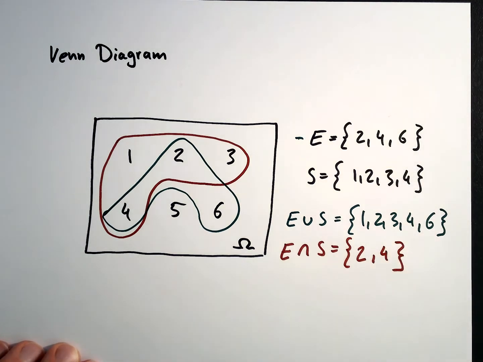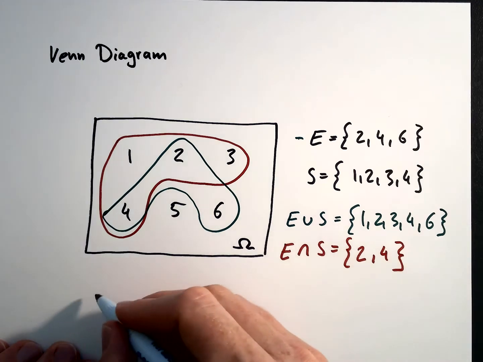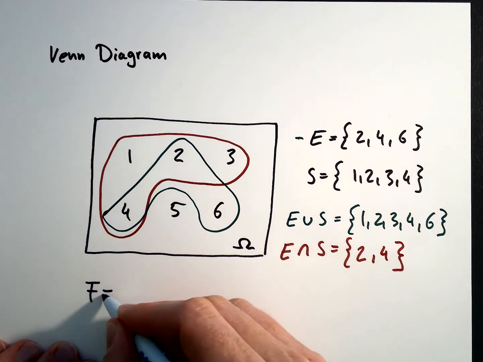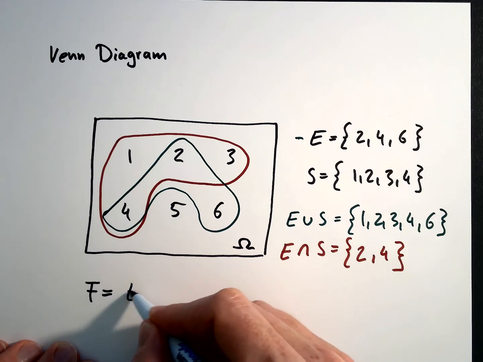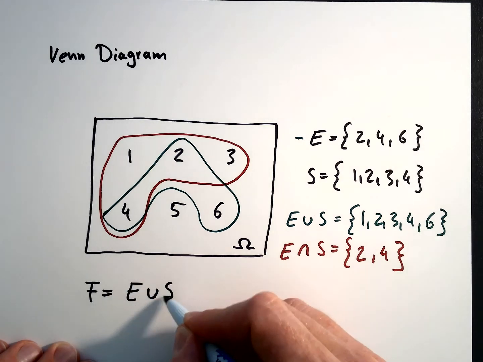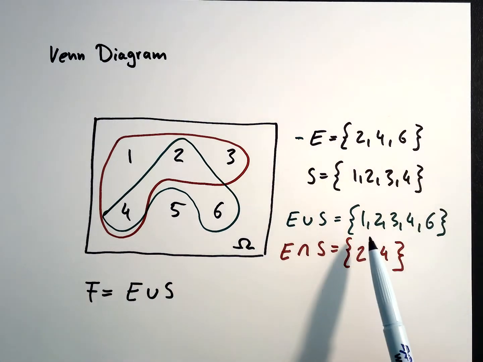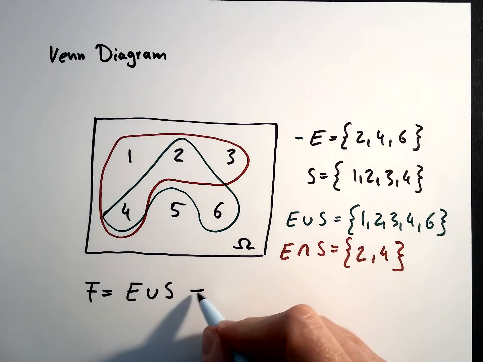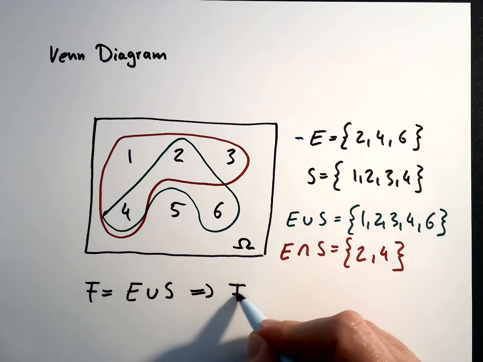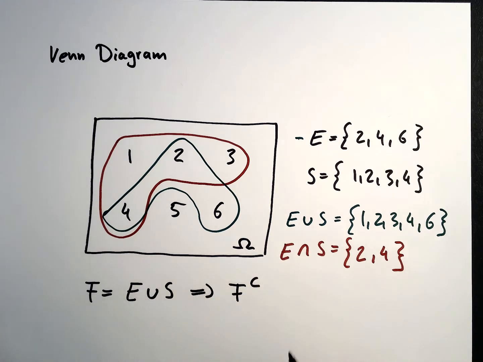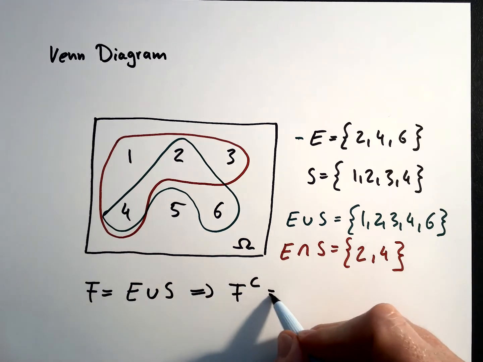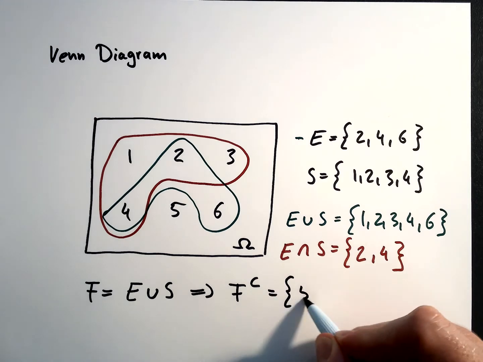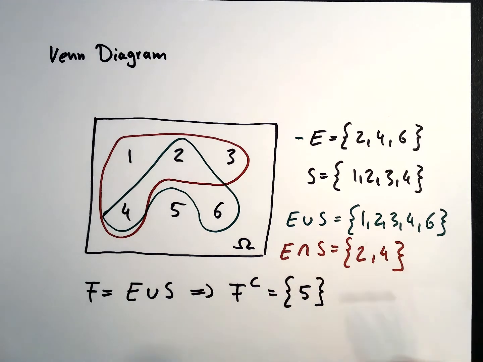Now let us define a new set called F, and let F be the union of E and S. So this is what we have calculated here. Now note then that the complement of F is going to have one element, and that element is going to be 5.